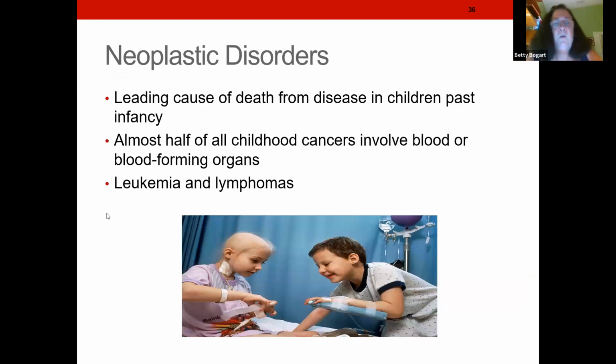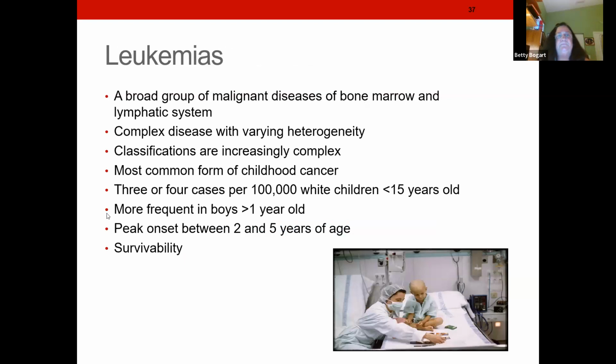All right, let's go into some neoplastic disorders. So half of all childhood cancers are in the blood. So leukemias and lymphomas, that is your blood and your blood forming organs. Leukemia is something that can happen in children, most common form of childhood cancer, more common in boys than girls, and you'll see them ages 2 to 5. Our survivability today is so great, it's so wonderful, but it's a long care in order for them to get there.